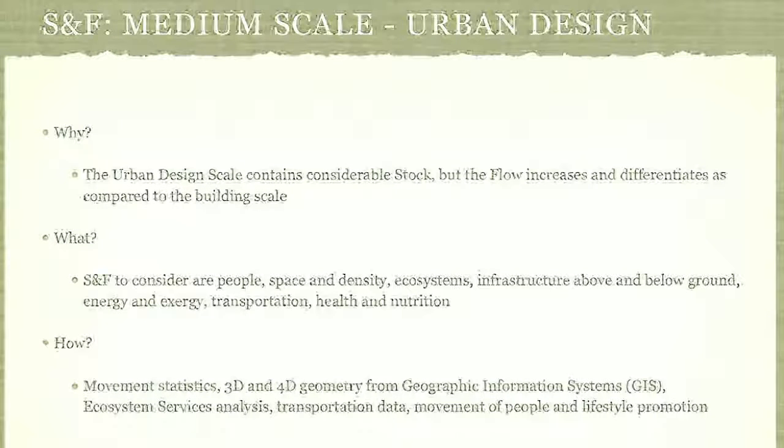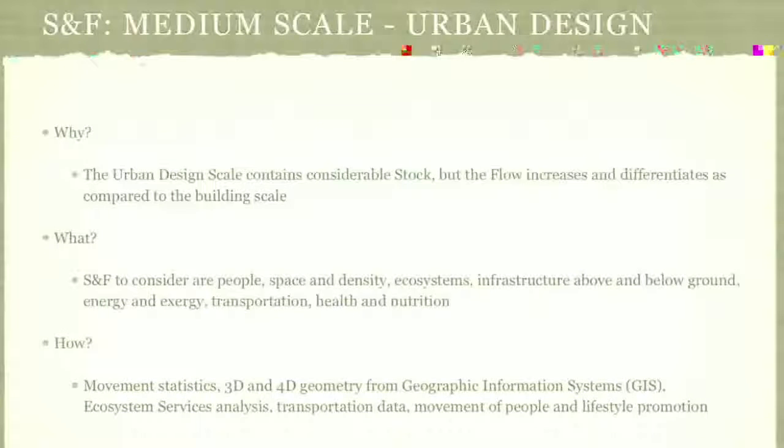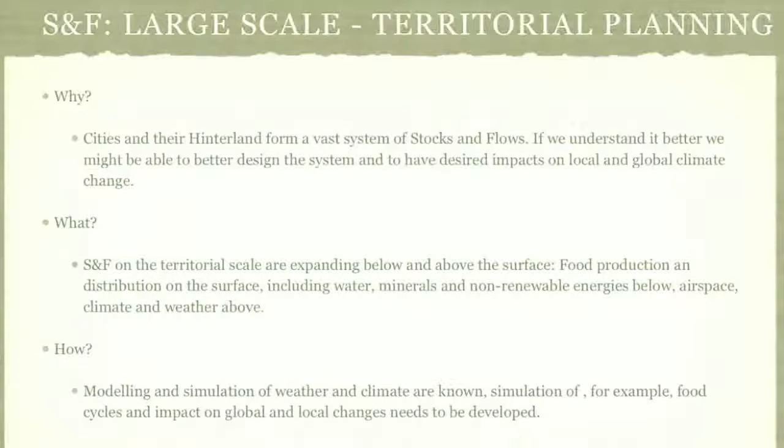What do we measure there? Stocks and flows to consider are people, space, and density, basically the ones that I showed before. And how do we do that? Movement statistics, 3D and 4D geometry, from geographic information systems, GIS, and so on. Then, interesting for the large scale, there we talk about cities and their hinterland. They form a vast system of stocks and flows. If we understand it better, we might be able to better design the system and to have desired impacts on local and global climate change, not only negative ones.